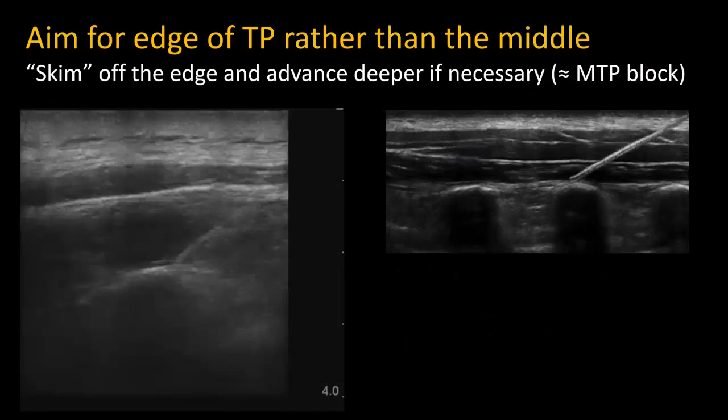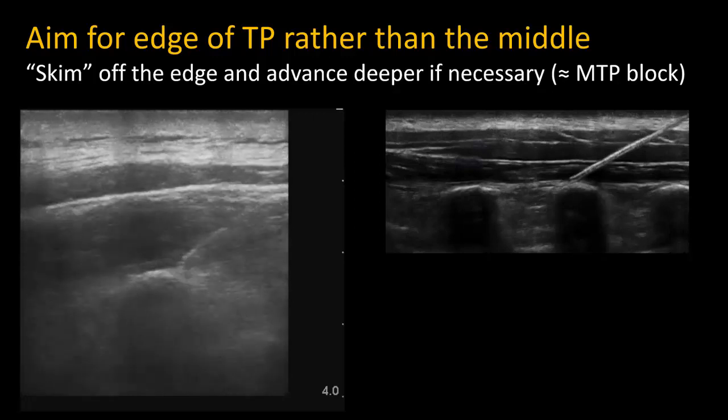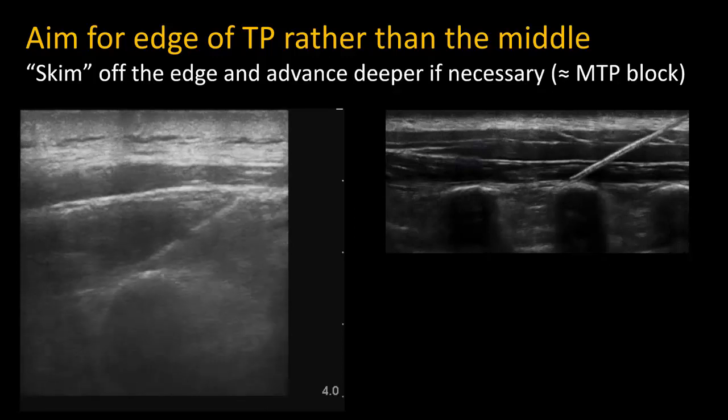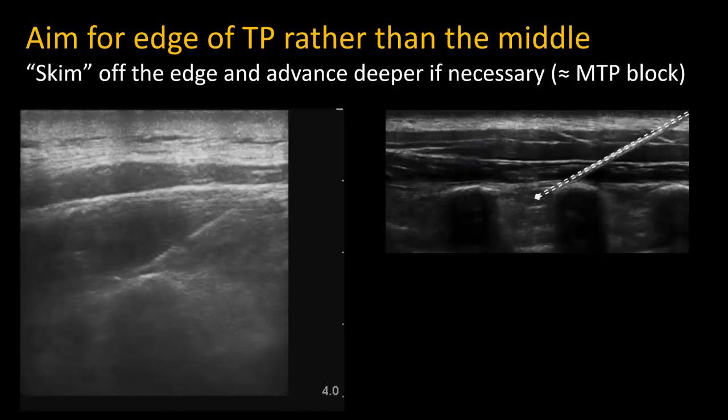Many of us who practice the ESP block thus no longer aim to land on the middle of the transverse process at a steep angle, but rather we insert the needle at a shallower angle, aiming for the edge of the transverse process. This allows us to skim off the edge and to go deeper if we're having trouble getting the needle tip under the sheath of the erector spinae muscle.